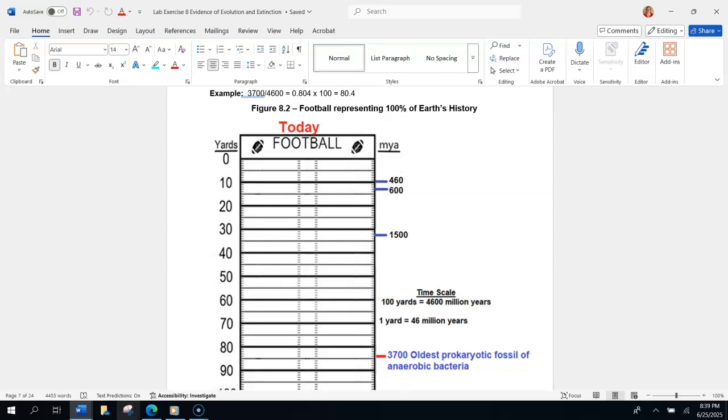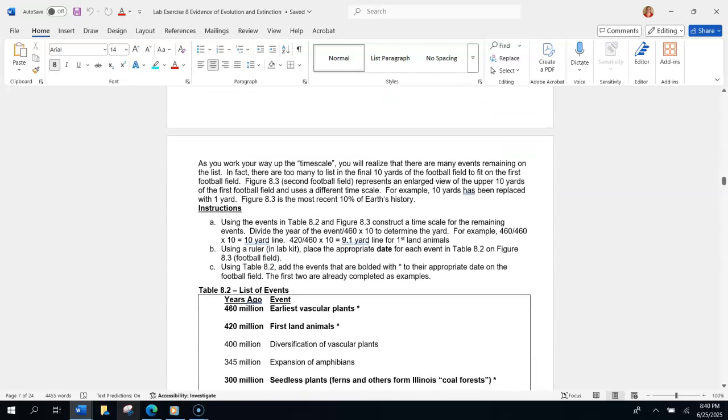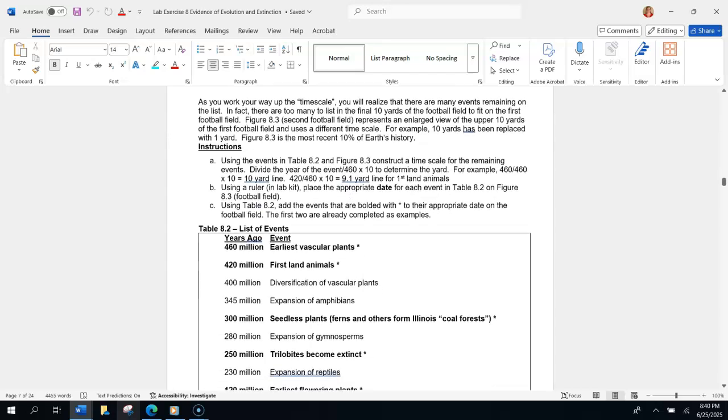So for example, I have 3,700 million years ago, our oldest prokaryotic fossils of cyanobacteria occurred. And then you're going to add what happened 1,500 million years ago, 600 million years ago, etc. Then as I continue to scroll, this is the one you're actually going to do. So the first one was practice. The first one you're going to notice had 100 yards. This one is only going to have 10 yards.